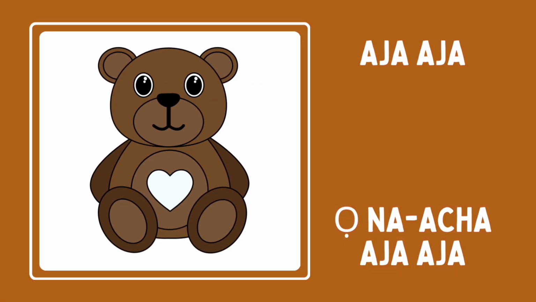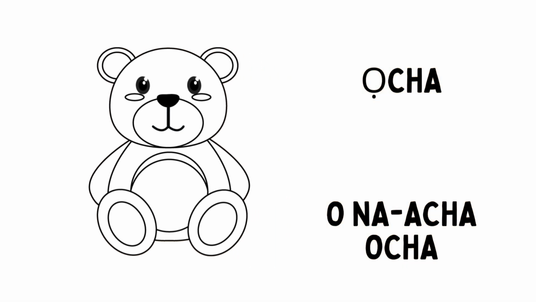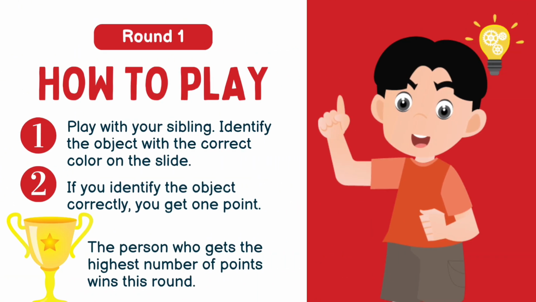Aja aja, brown. Ọ na-acha aja aja. It is color brown. Ọcha, white. Ọ na-acha ọcha. It is color white. It's time to play a game.